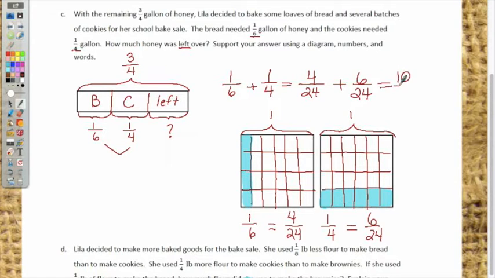So 4 plus 6 is 10/24. We just had that answer, didn't we? So do you remember what we divided by to simplify this? 2. Now that's not your answer though, is it? Because this is a two-step problem. So now, that's just this part of it. That's bread plus cookies, okay? We still have to subtract that from the whole.